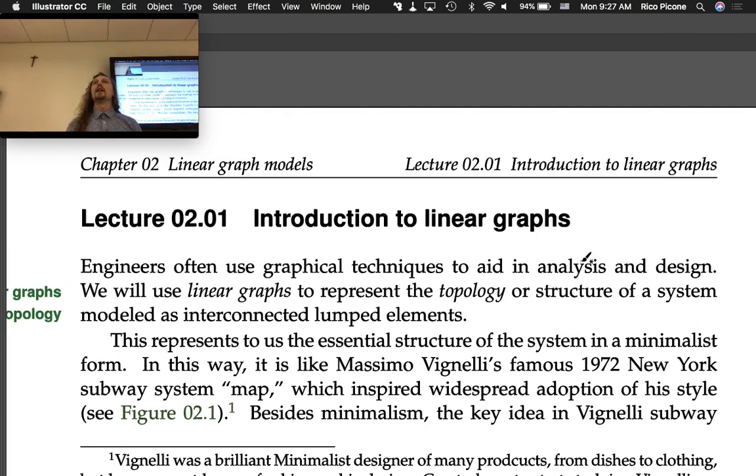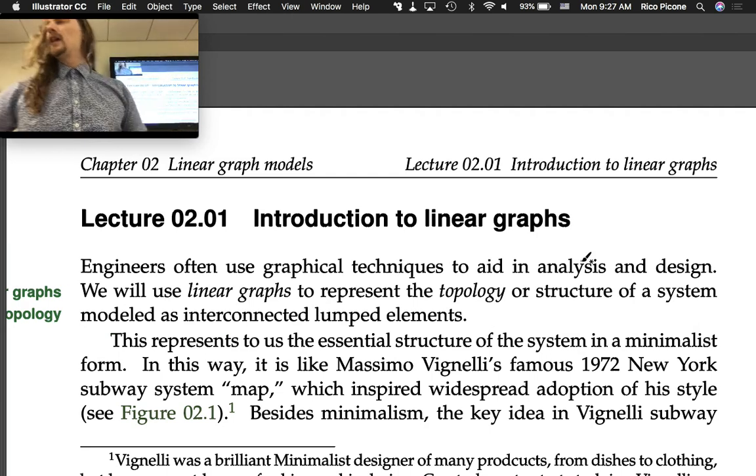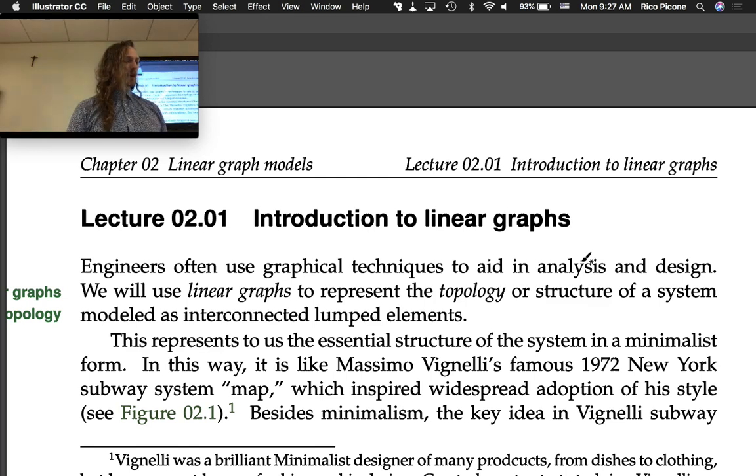Okay, so lecture 2.1, Introduction to Linear Graphs. Now, we are in chapter 2. This is the first lecture from chapter 2. So it's worth taking a moment and thinking about what the name of the chapter is. It's the Linear Graph Models chapter.